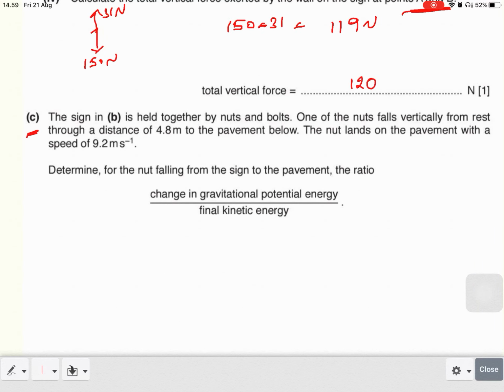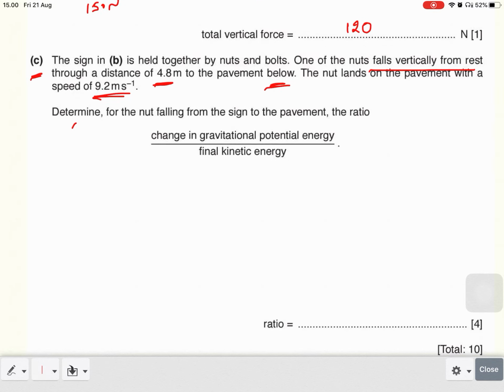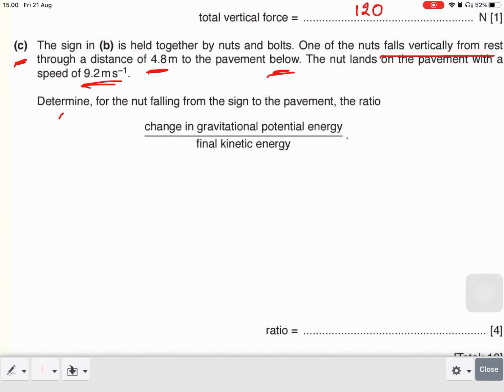The sign in part C is held together by nuts and bolts. One of the nuts falls vertically from rest through a distance of 4.8 meters to the pavement below. The nut lands on the pavement with a speed of 9.2 meters per second. Determine, for the nut falling from the sign to the pavement, the ratio of change in gravitational potential energy to the final kinetic energy.